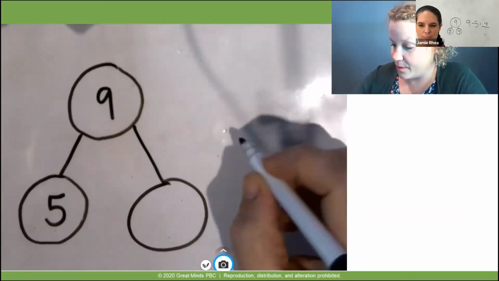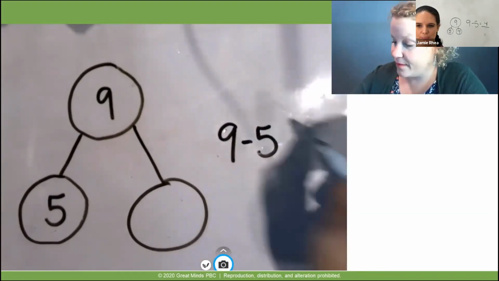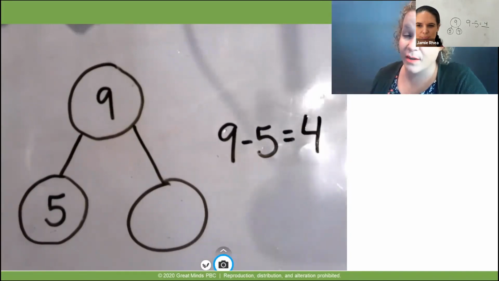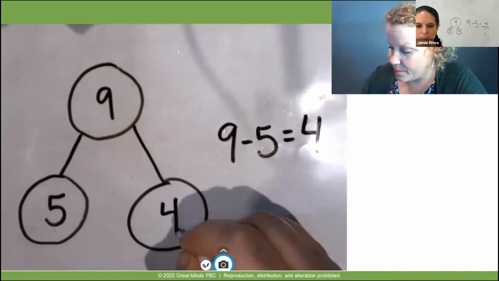Here's the number sentence I wrote. 9 minus 5 equals 4, because there were 4 red beads left after I took away 5. So 4 is my unknown part.